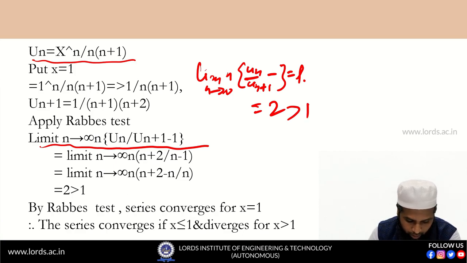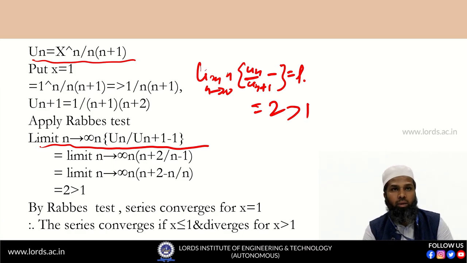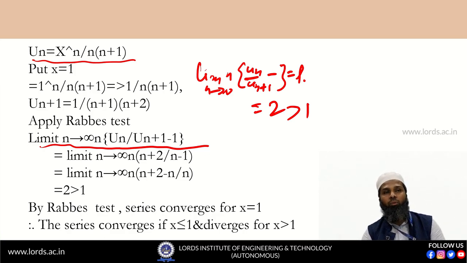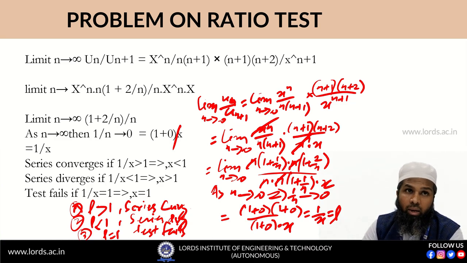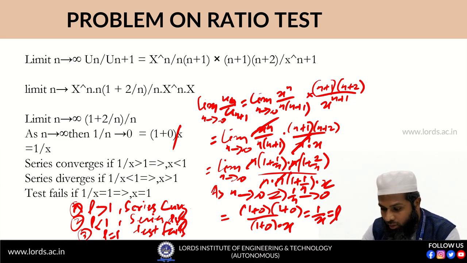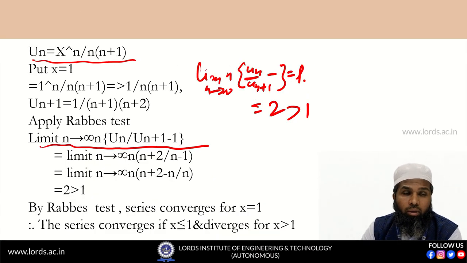Therefore, by Raabe's test, the condition is l greater than 1, so the series converges. So we can say that the series at x equal to 1 is convergent, and we got that by Raabe's test. Now, finally, we can write the complete investigation of this positive series. We already got that for x less than 1 the series converges, and for x greater than 1 it diverges. And now for x equal to 1, the series converges.